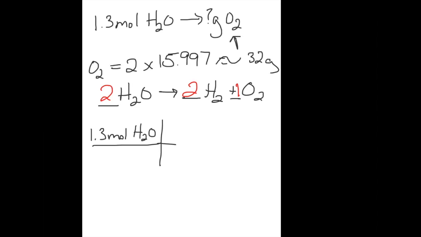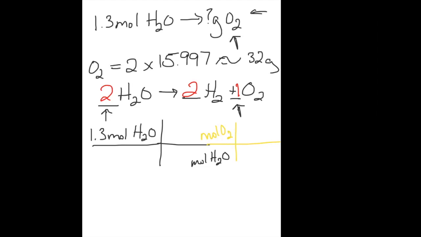I need to cancel out moles of water, so I'm going to put moles of water down here on the bottom. And because I'm trying to get to oxygen here, the only way that I can get to oxygen is to go through moles first, because I know how many moles of water I have to how many moles of oxygen I have. So I'm going to put moles of oxygen. I'm going to change colors here. Moles of oxygen goes on the top. I don't want to stay at moles of oxygen. I need to get to grams of oxygen.